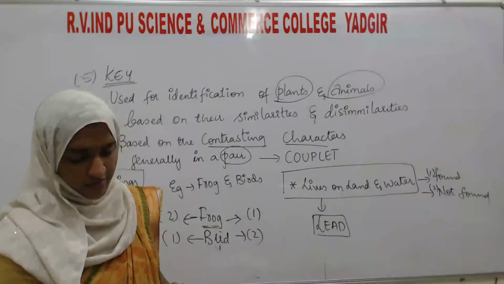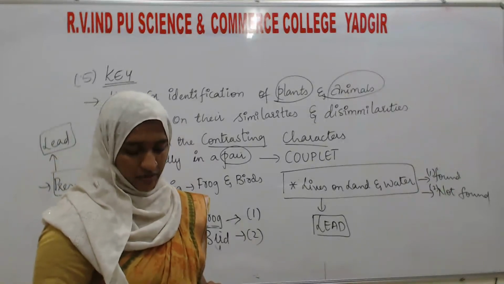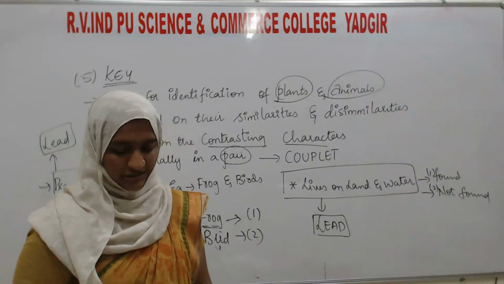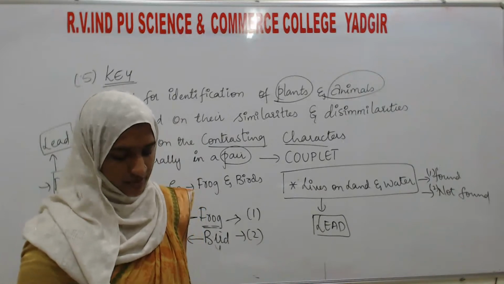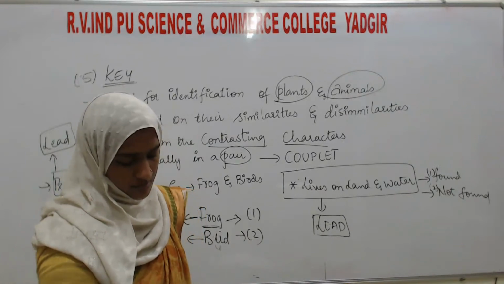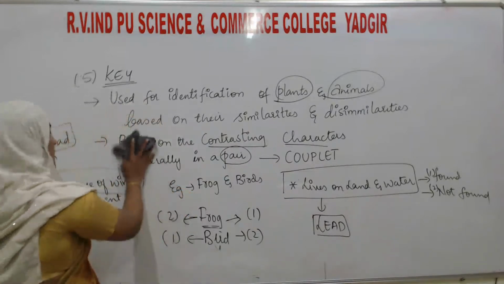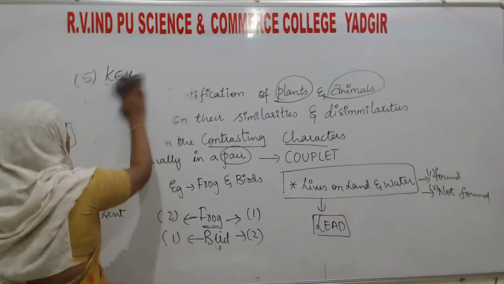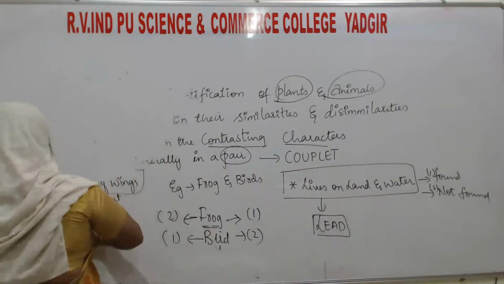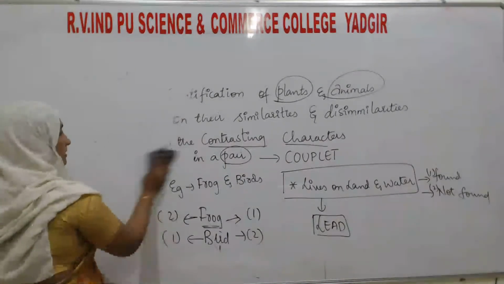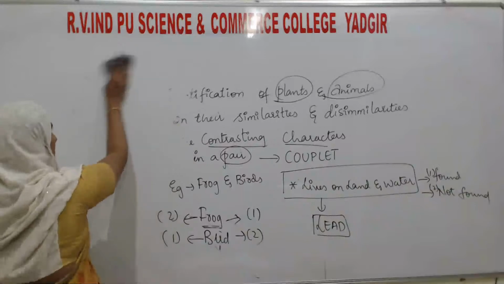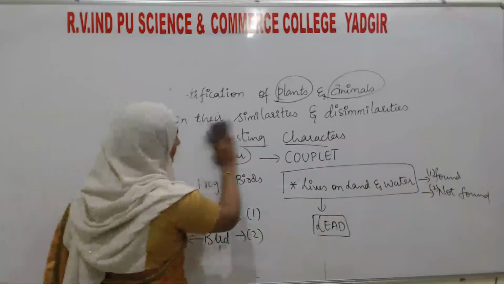Next come some more taxonomical aids, that is flora, manuals, monographs and catalogs. Let's see some other means for recording descriptions. To record the information about a particular plant or animal, there are some aids, which I will write here.